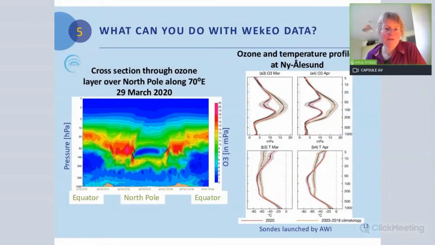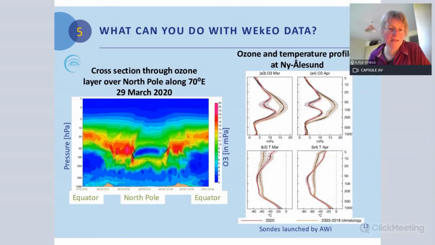And one nice thing about the CUMS data is that it's not just total column data, but it is a 3-dimensional data set. So you can also look at the vertical distribution of ozone in the atmosphere. And that is shown here. We have here a cross-section through the ozone layer. So we have height on the y-axis from the top of the atmosphere down to the surface. And then we go from the equator along 70 degrees east via the North Pole and back to the equator.